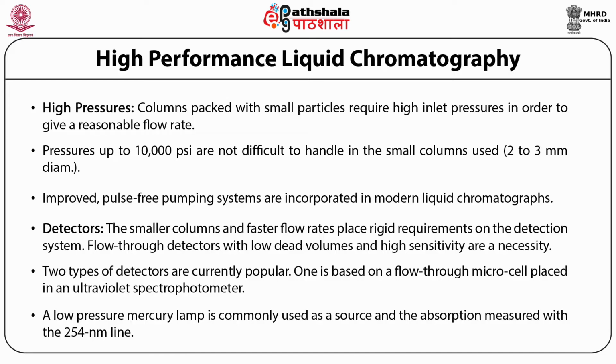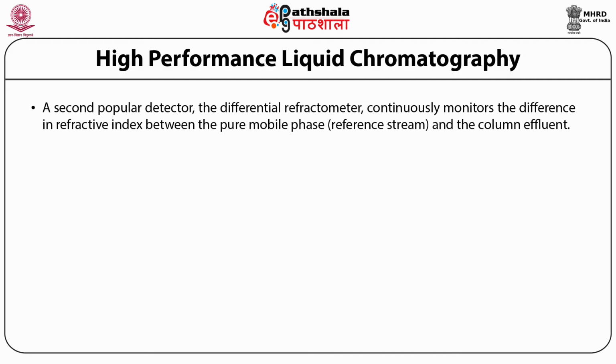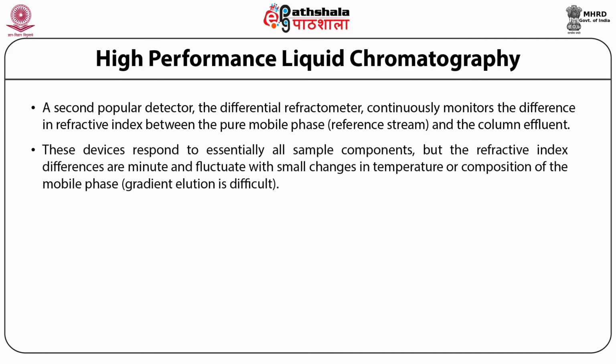free from interference. A second popular detector, the differential refractometer, continuously monitors the difference in refractive index between the pure mobile phase and the column effluent. These devices respond to essentially all sample components, but the refractive index differences are minute and fluctuate with small changes in temperature or composition of the mobile phase.